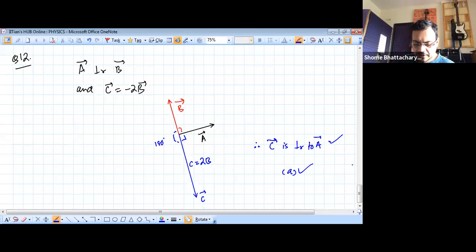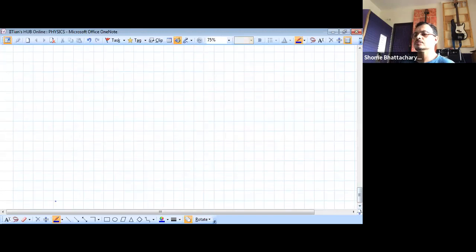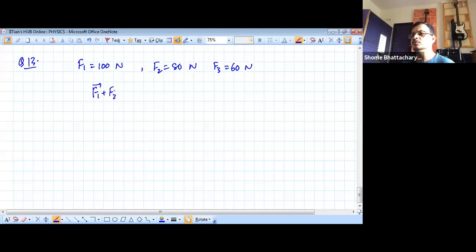Okay. Next, let us move on to question number 13. Now 13, it is given to us that magnitude of F1 is 100 newtons, magnitude of F2 is 80, and magnitude of F3 is 60 newtons. And also given to us that the sum of three forces acting is 0. So vector sum F1 plus F2 plus F3 is equal to 0. And we have to find the angle between F2 and F3.